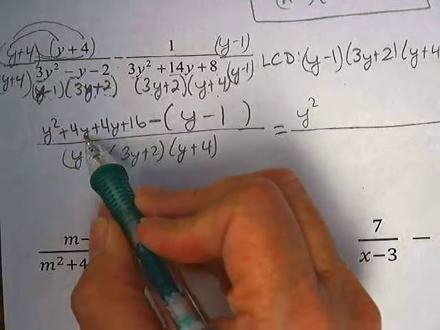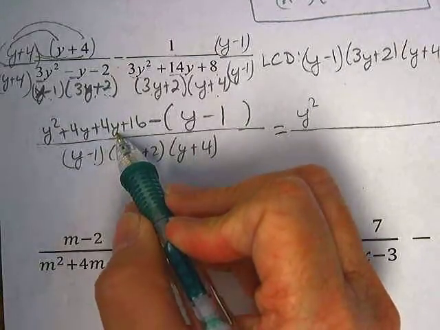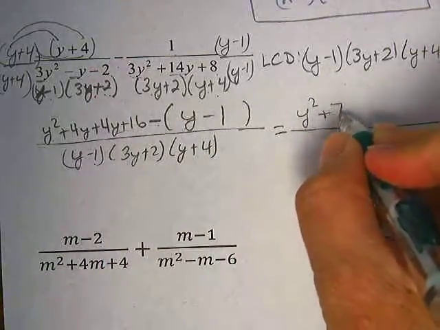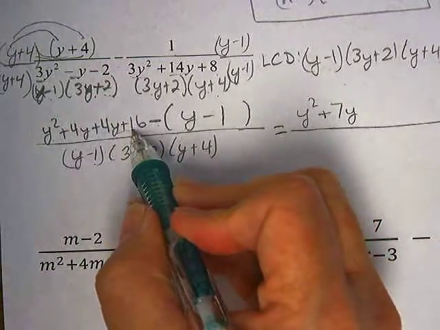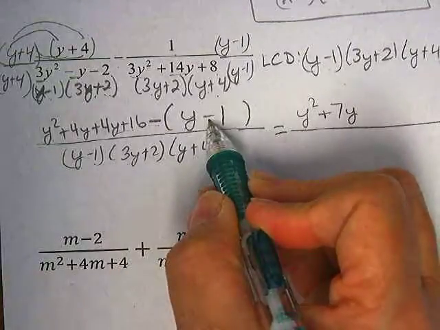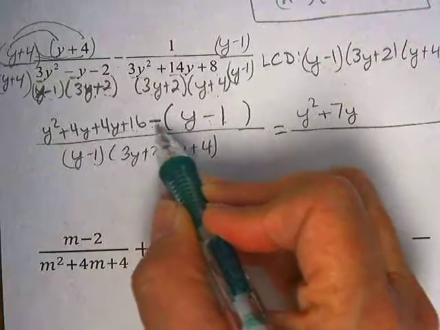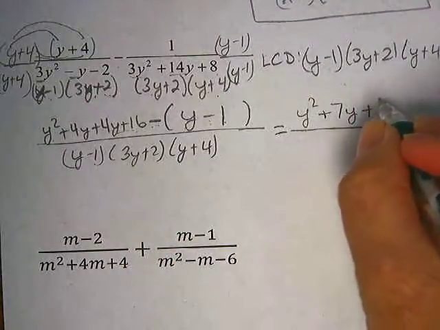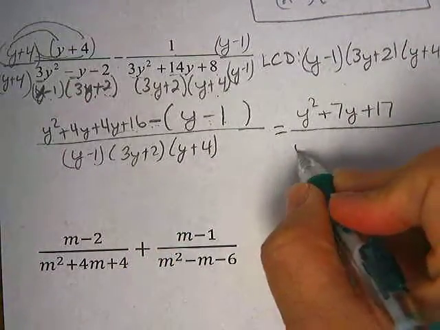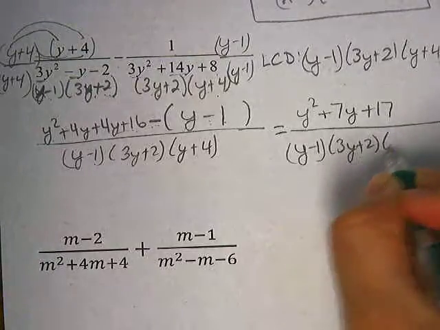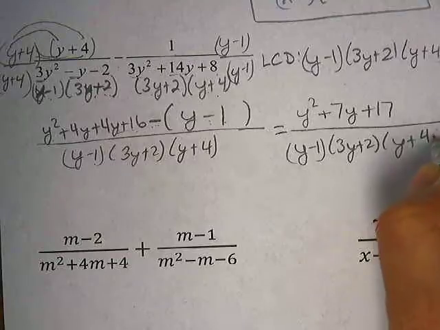Now, we've got 4y plus 4y, so that's 8y, minus y, so that's 7y. 16 minus a negative 1. Again, minus a negative makes that a positive, so 16 plus 1 gives me 17. And my denominator is y minus 1, 3y plus 2, and y plus 4.